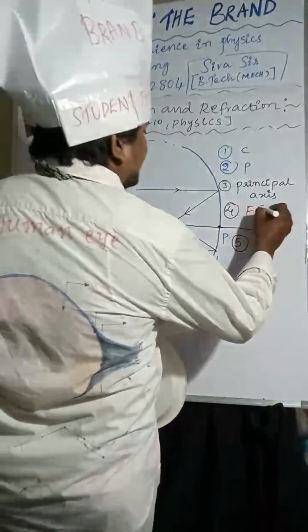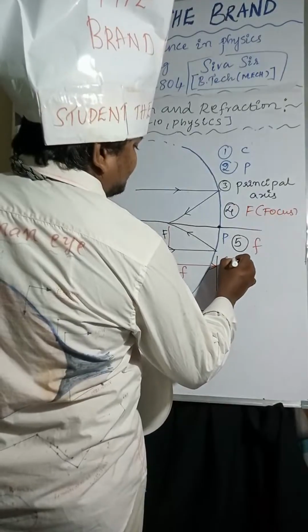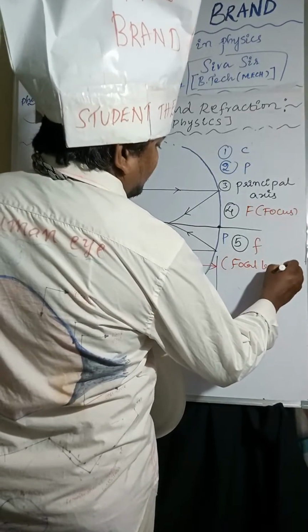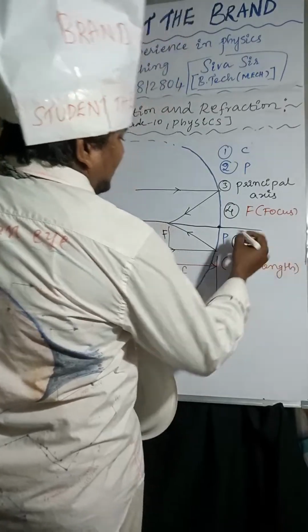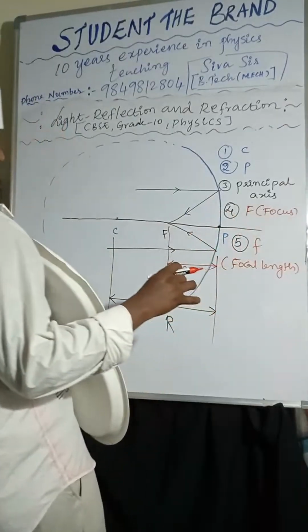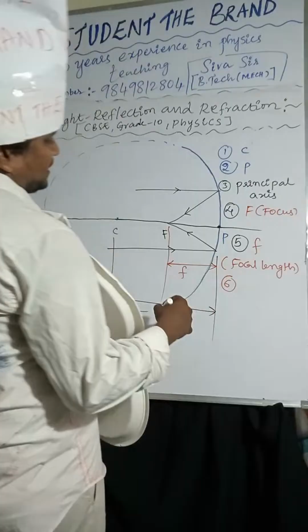So here, focus is capital F, and focal length is denoted with the small letter f. Focus is also called the principal focus.